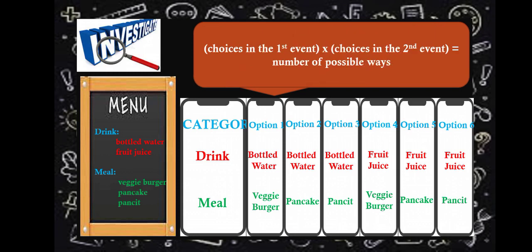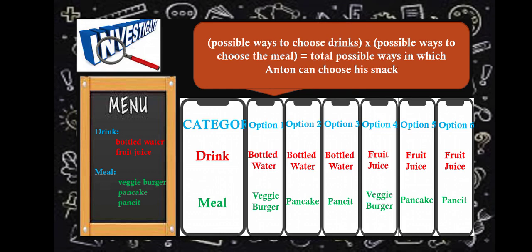So in order to find the possibilities, we can use the formula: choices in the first event, in this case choosing a drink, times choices in the second event, that is, choosing a meal. That determines the number of possible ways that Anton can choose a snack and a meal. For choosing a drink, we have 2 choices. For the second event, choosing a meal, there are 3 choices. So, 2 times 3, the number of possible ways, is 6. So we have 6 options here. Possible ways to choose a drink times possible ways to choose the meal is the total number of ways Anton can choose his snack, which in this case is equal to 6. There are 6 possibilities.